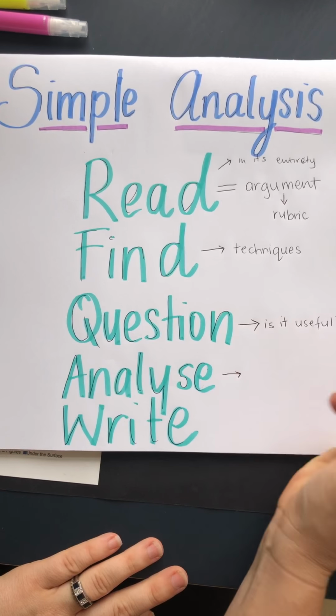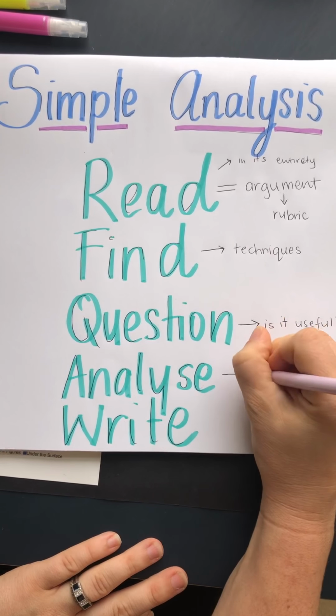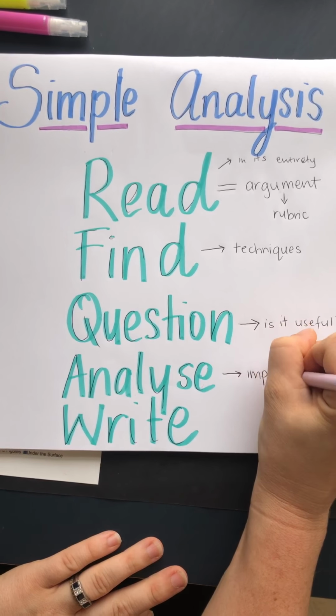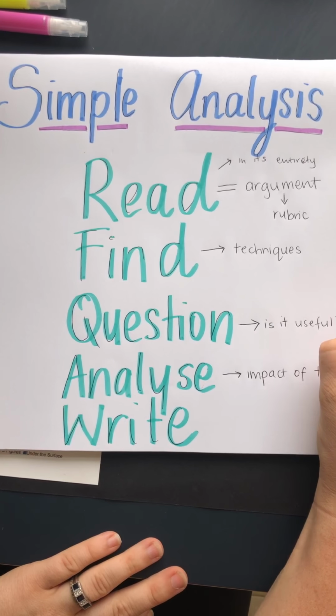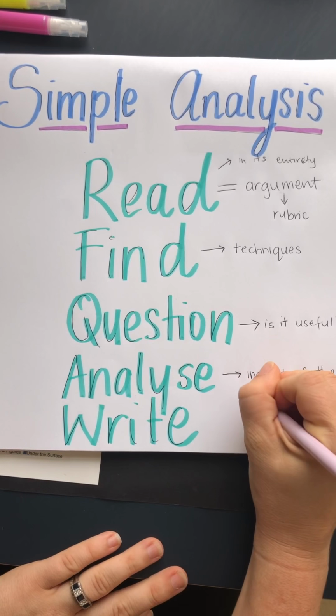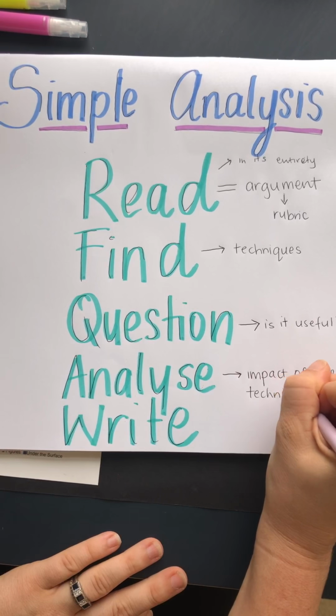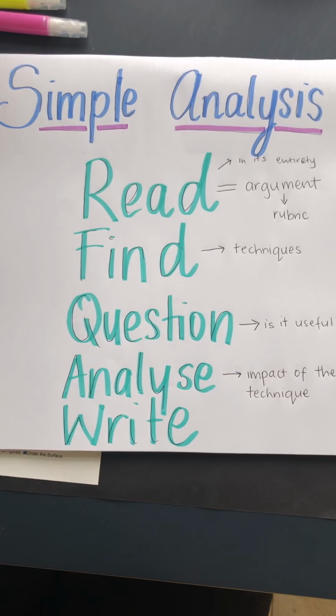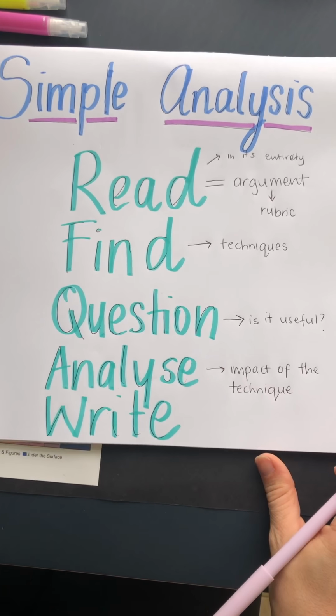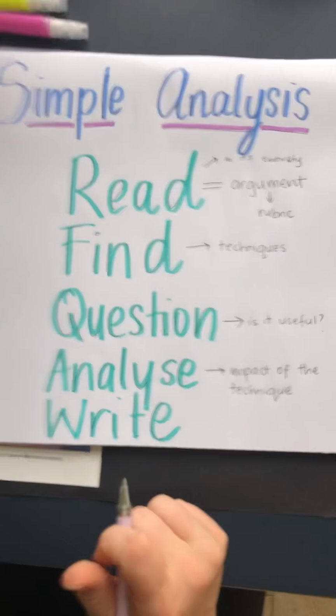So the next step then is to actually analyze that technique. We should know by now that analysis equals the impact of the technique on you as the audience. Okay, and we find out what it's meant to be doing to us. And then after that, we write up our analysis.